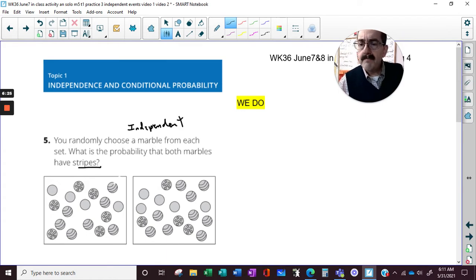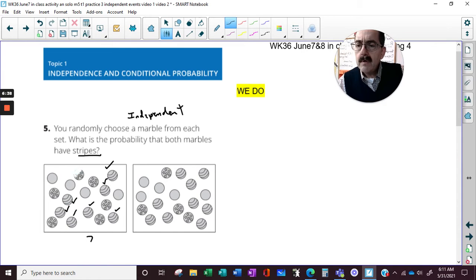Okay, and stripes. I count 7. How many? 4. Then the total is 17. Seriously? Let me recount. Again, 17. Okay, 7 of the 17. Now I count 18.